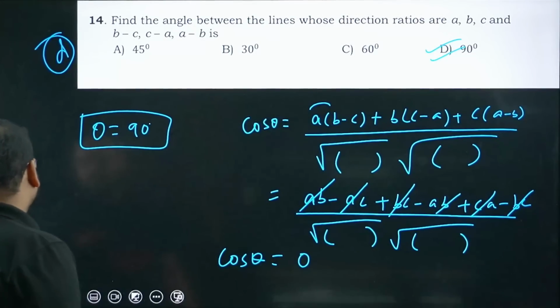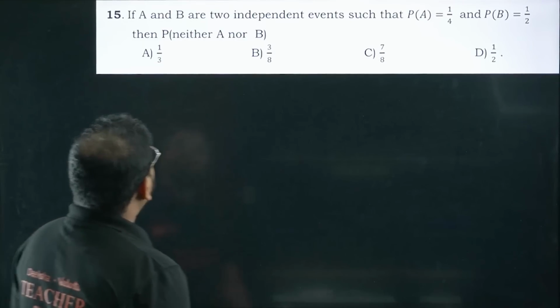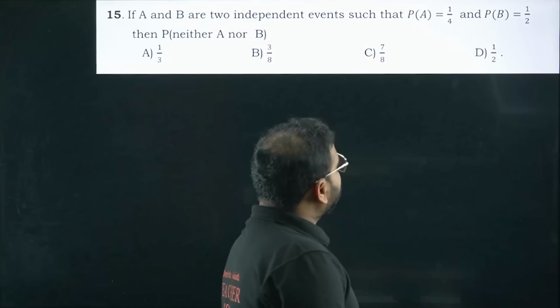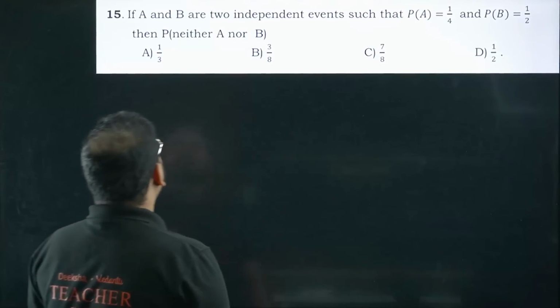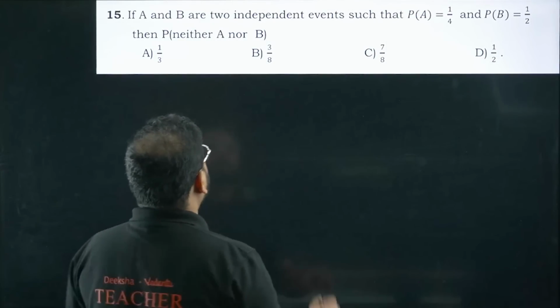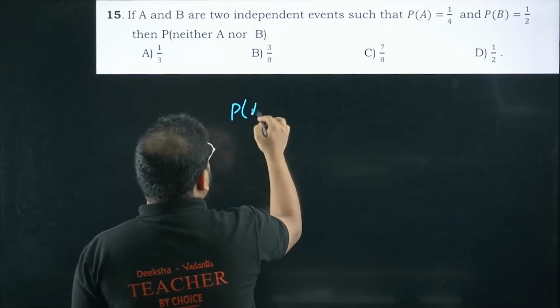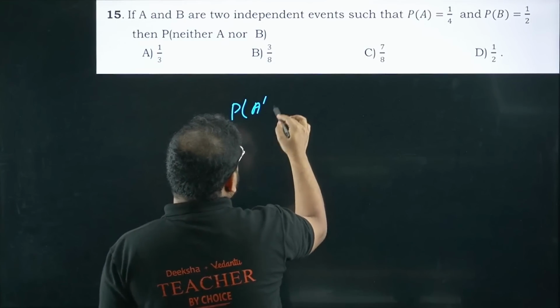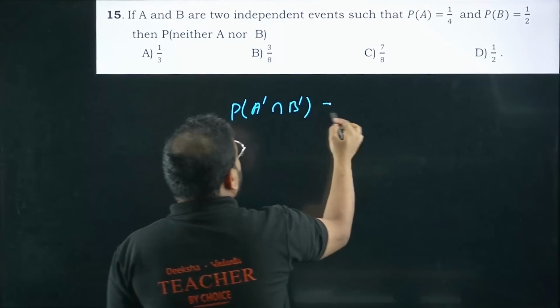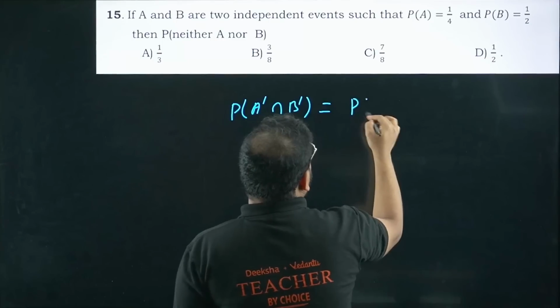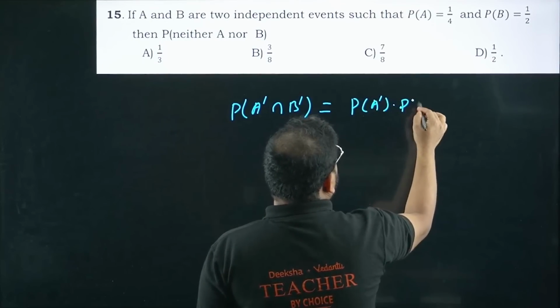Last question of the MCQ from your model paper number 3. If A and B are two independent events such that P(A) is 1 by 4, P(B) is 1 by 2, then P(neither A nor B). So basically they are asking P(A dash intersection B dash). For independent events, we know this is going to be true: P(A dash) into P(B dash).